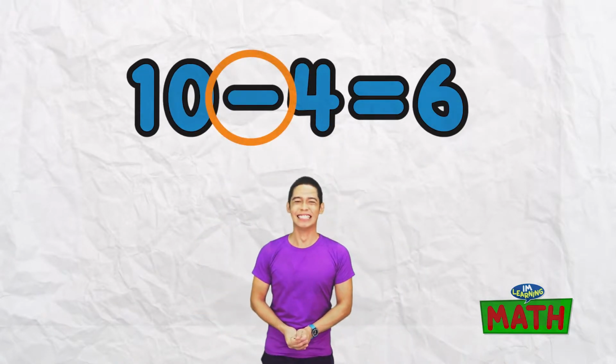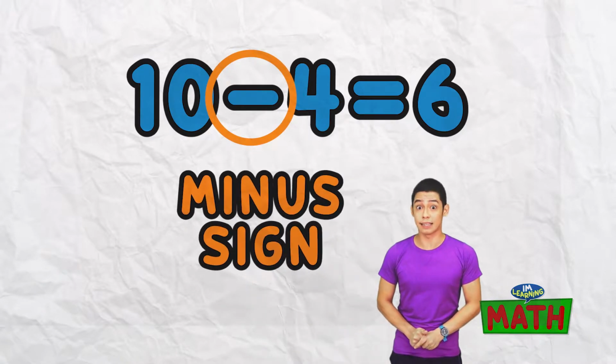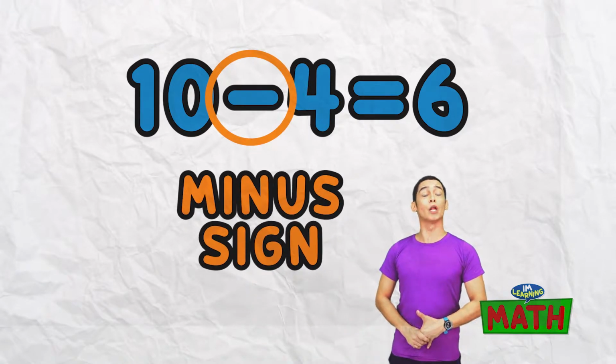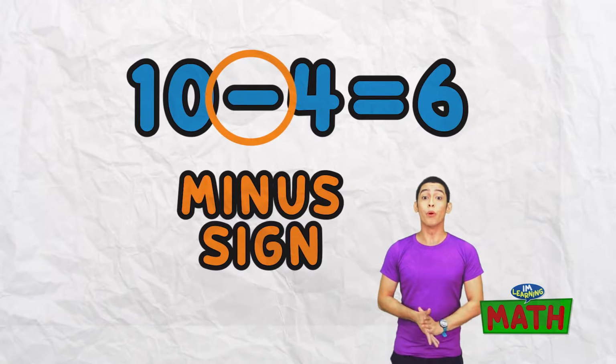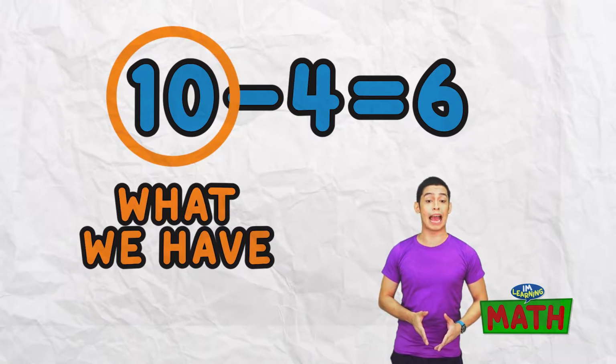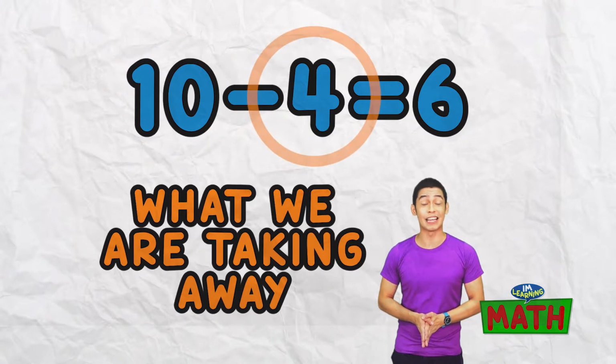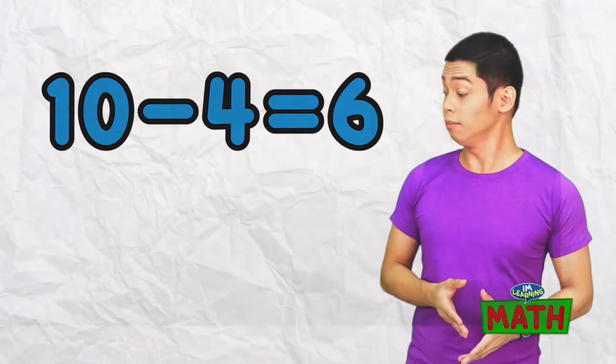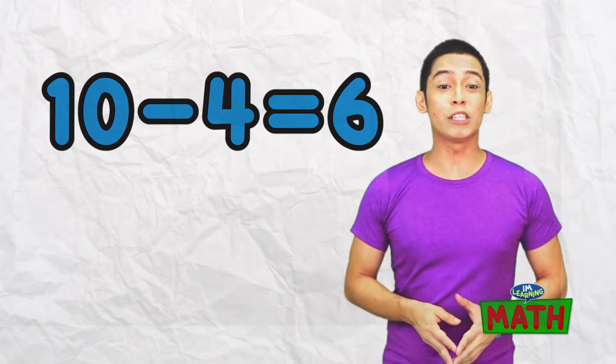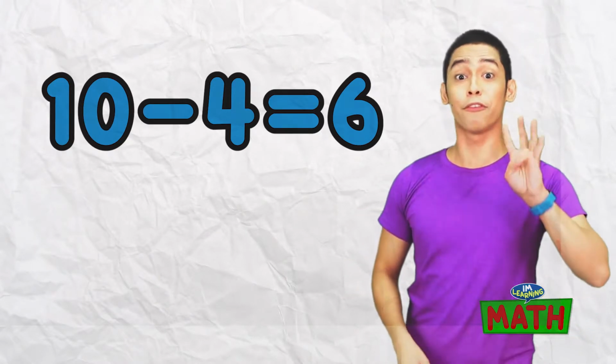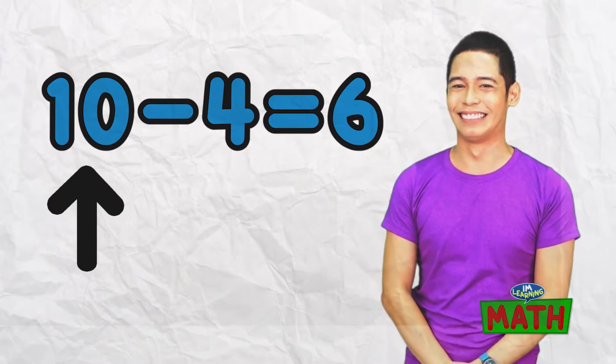Do you know what that funny line is between 10 and 4? That's called the minus sign. That's what we write down when we do subtraction. We put it between the number of things we have and the number of things we are taking away. So when we say 10 minus 4, that means we will take away or subtract 4 from 10.